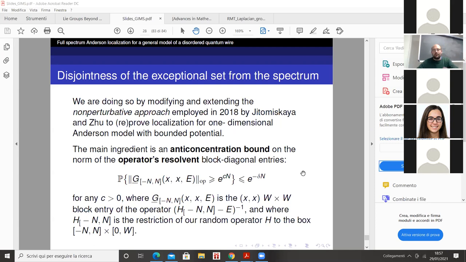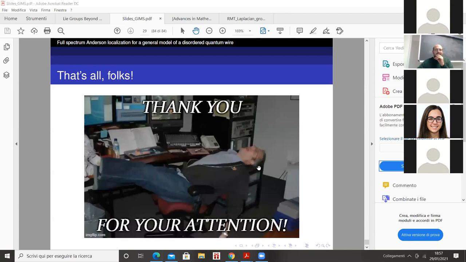Once you have this, you can prove that the spectrum is very difficult to basically to hit with something random, even if with something random. And okay, this is all.